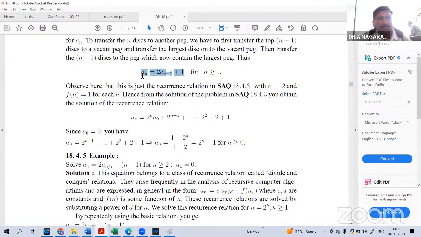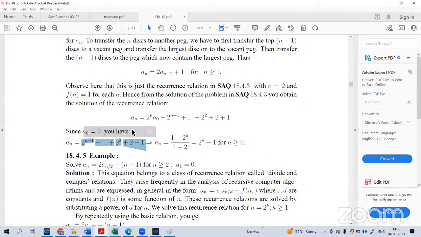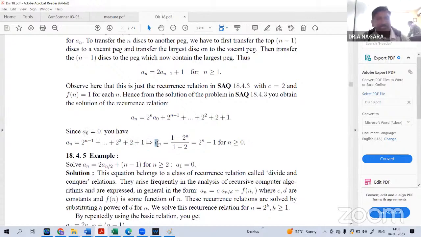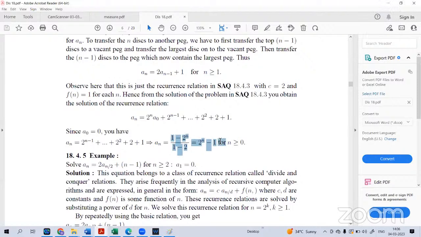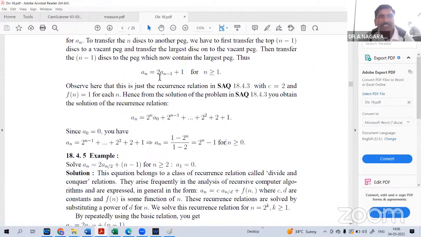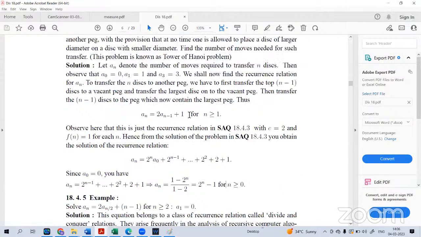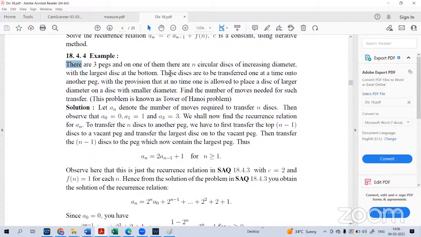First, back substitution. If I apply the iteration method, I can get all the terms. What is the sum of n terms? Because of the geometric series, a_n = (1 - r^n)/(1 - r), so a_n = 2^n - 1. This is our required solution. Is it clear?